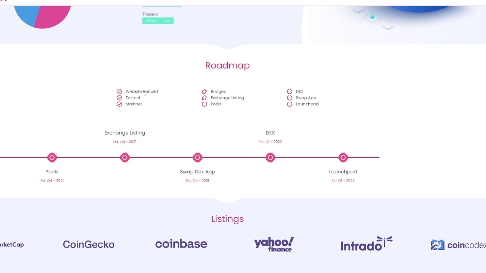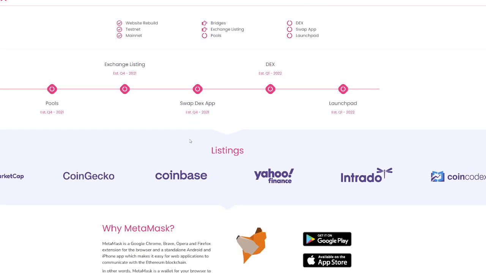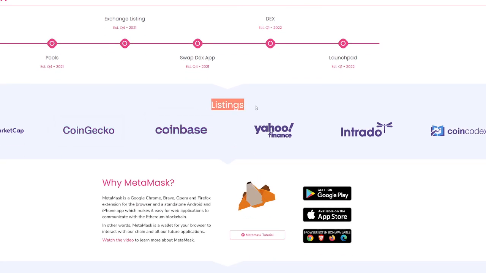So here we can see the website rebuild, testnet, mainnet, all completed. They're on the bridges, exchange listing, and then they also have pools, launchpad, swap app, and the DEX coming soon. So a lot of good stuff in the near future for the roadmap, and a lot of good stuff in general. So we can also see some of the listings.